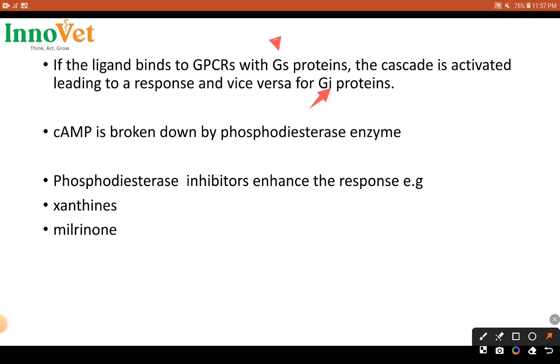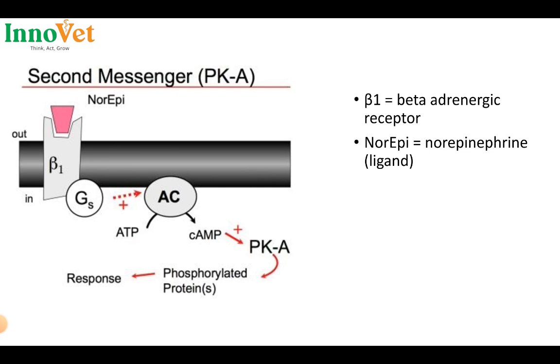Meaning, when we have these inhibitors, they inhibit the enzyme. That means the enzyme will not be able to break down cyclic AMP, and therefore we shall have more cellular response. Examples of these inhibitors are xanthines and milrinone. And remember, examples of xanthines in pharmacology include things like caffeine. So this is the process.